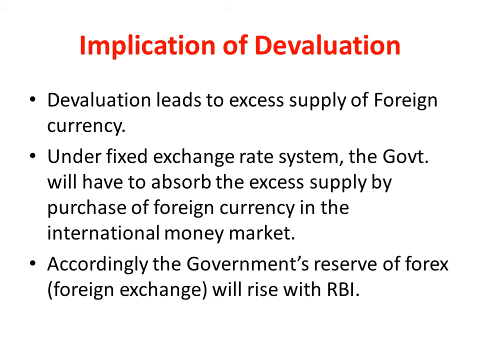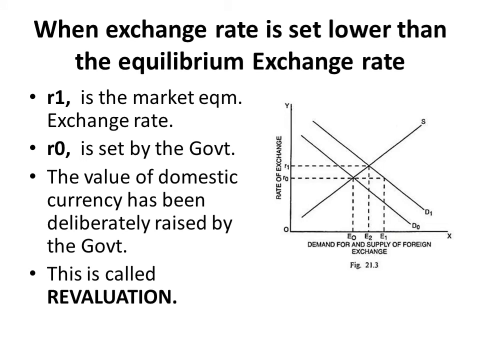Excess supply, the government will have to buy, and pay to the exporters. Those who invest in India will bring dollars, and in return for dollars, they will get the home currency. So the foreign currency reserve of the government will go up. The opposite is the effect when the rate of exchange is set lower than the equilibrium exchange rate.